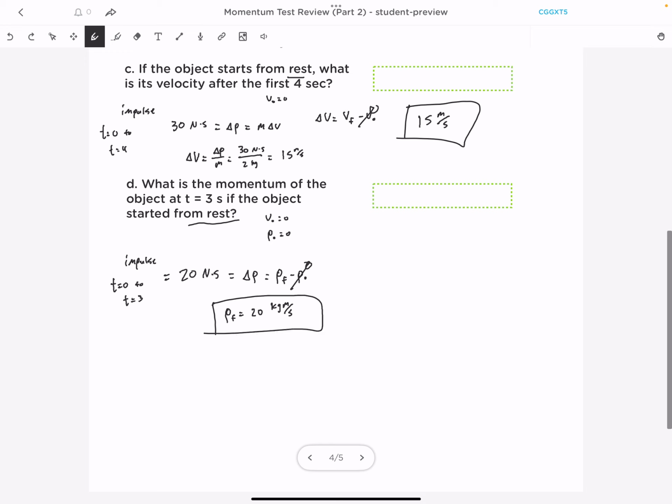Just by convention, when you're talking about momentum, you typically use kilogram meter per second, and when you're talking about impulse, you use Newton seconds. But they're both the same thing. If you were to write Newton seconds for momentum, that would be totally fine.